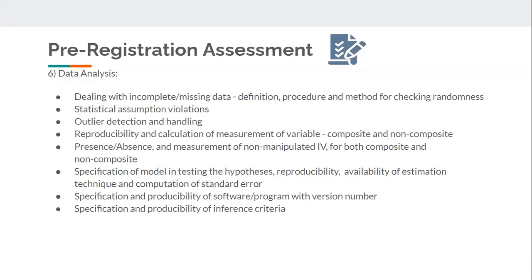And then you check for the presence or absence of a model testing the hypothesis. This may be a symbol of encoded and over. And then you also check for the specification and reproducibility of the software program. Whether it provides a version number, because in different versions there may be different functions. And then you check for inference criteria, for example, alpha level correction for multiple tests.